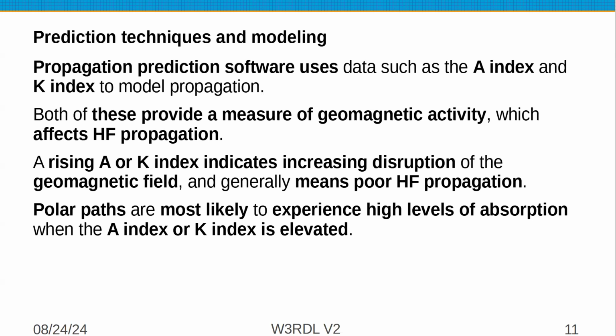Do you remember the A and the K indexes? I'm pretty sure they talked about them a little bit in the general, where they look at the geomagnetic activity from the sun. And as I remember, the A index is averaged over a 24-hour period, and the K index, they do it every 3 hours. And they're measures of how much the sun is disrupting our geomagnetic field.